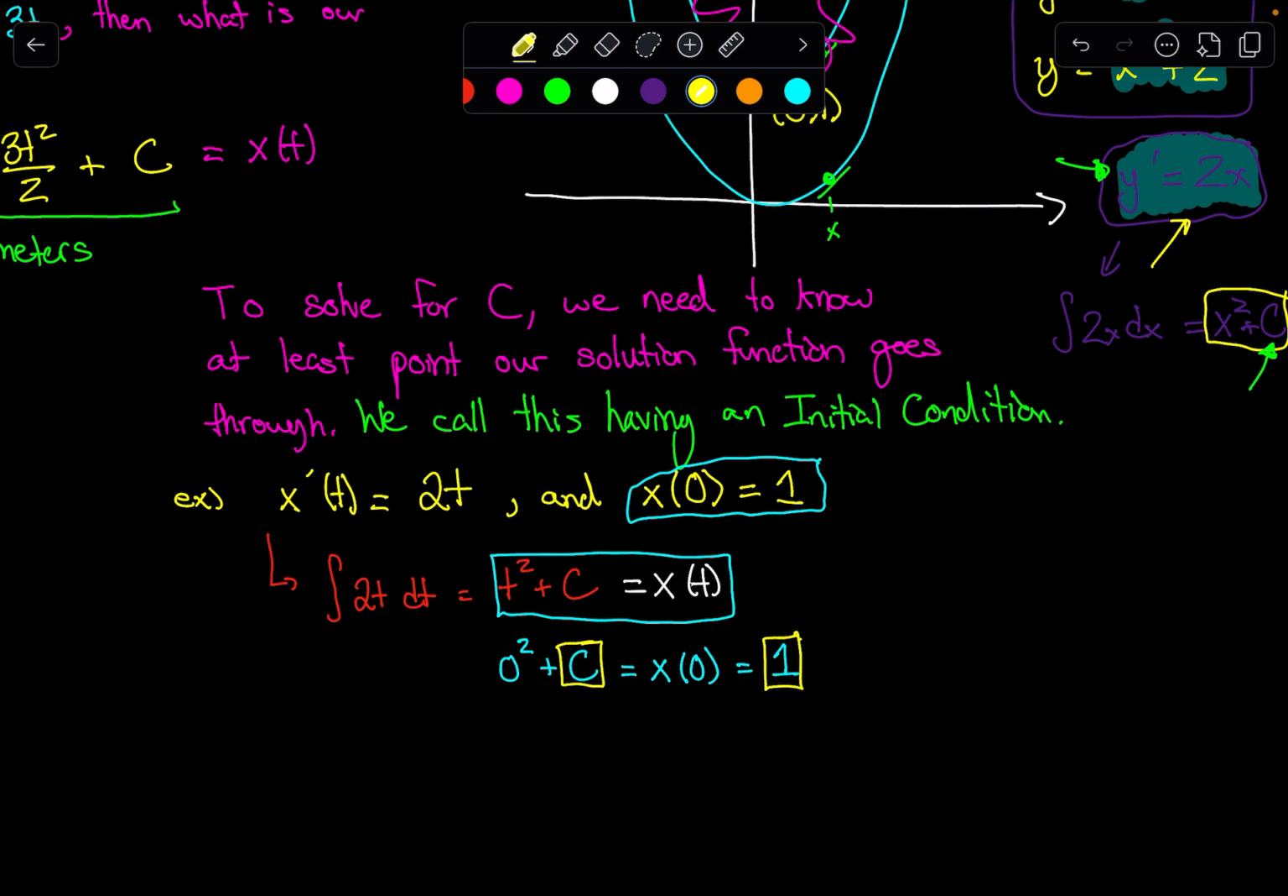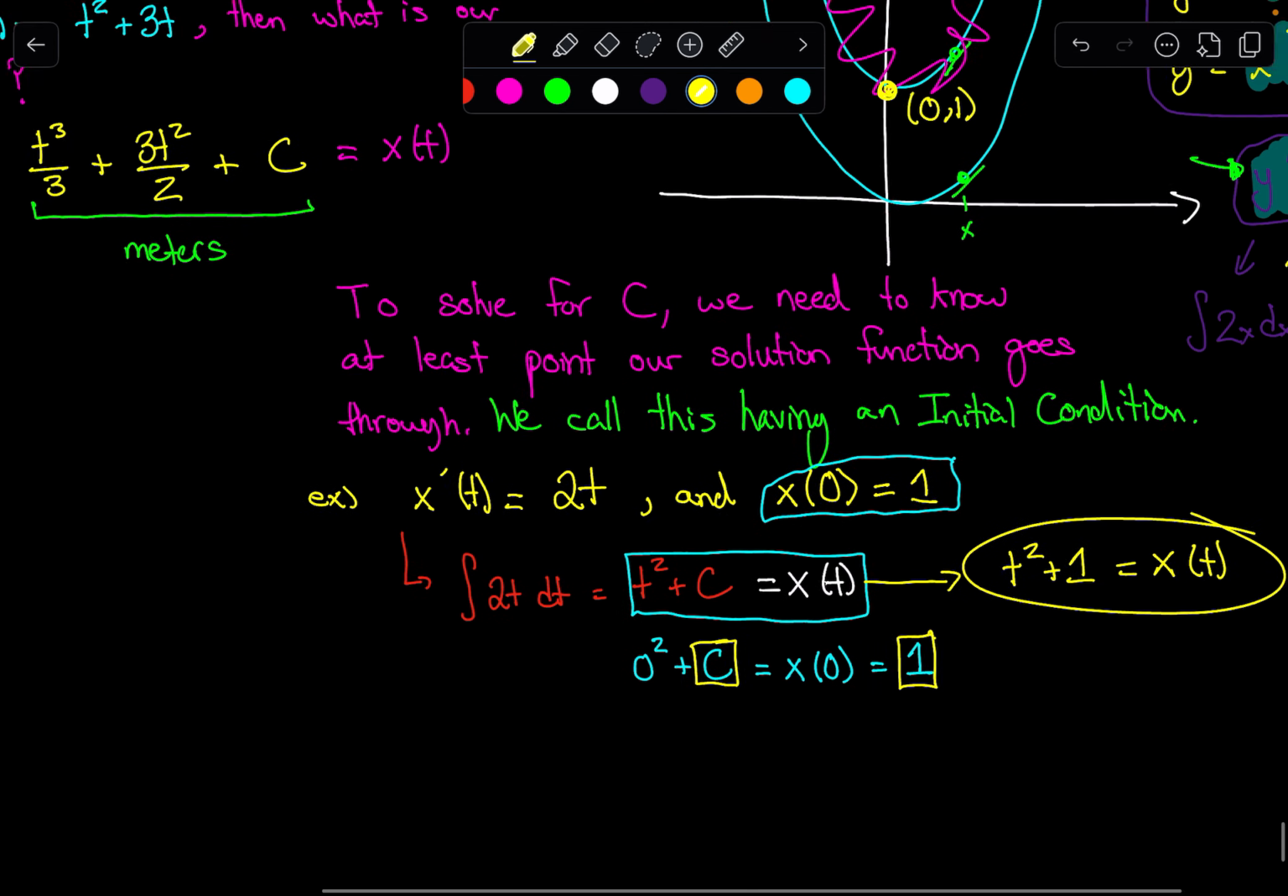You may have to do a little more algebra in the future, but that basically tells me that the solution to this integral is not just t squared plus c, it's going to be t squared plus 1. That this here is my actual, fully, completely solved original position function. Okay, so this is how we go about solving for those unknown constants.